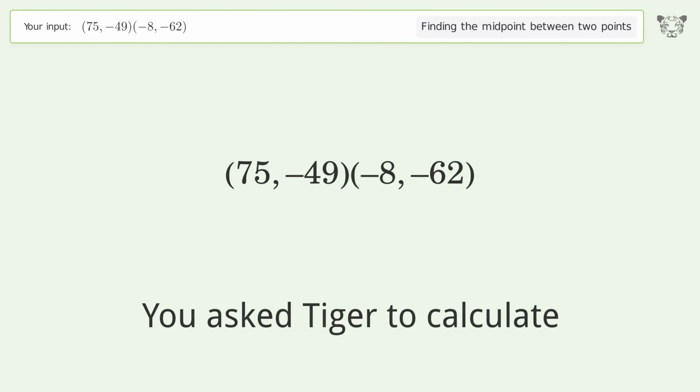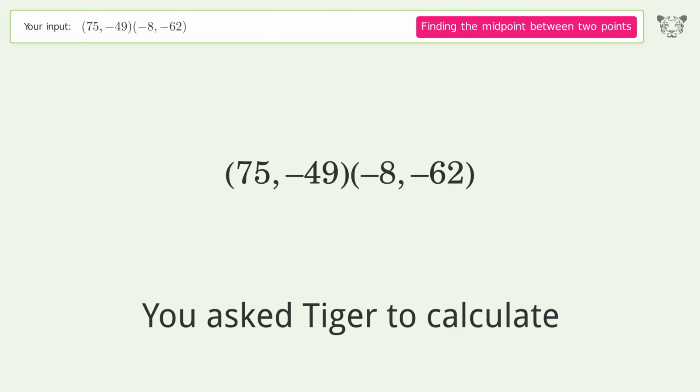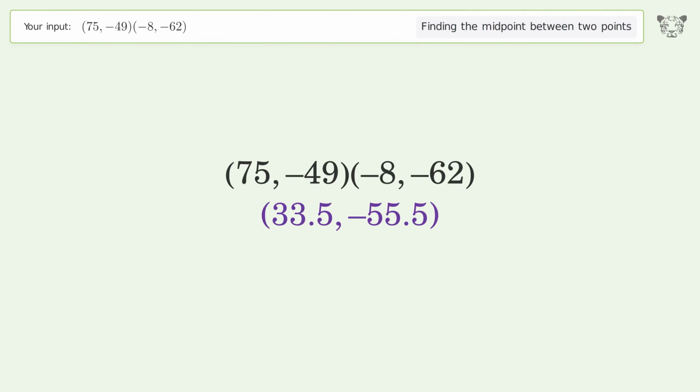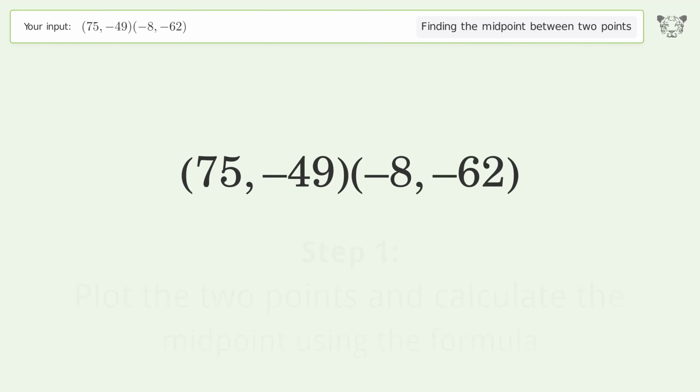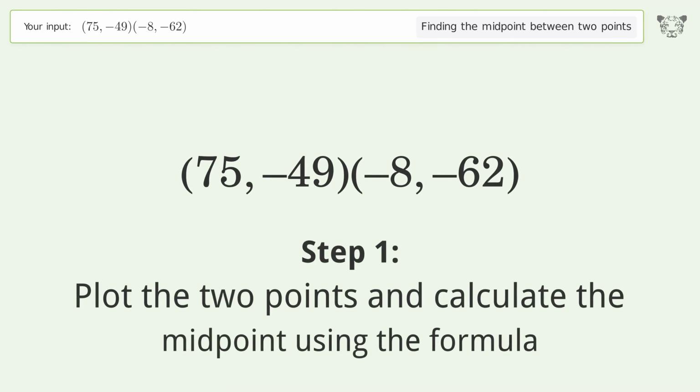You ask Tiger to calculate. This deals with finding the midpoint between 2 points. The midpoint between the 2 points is 33.5, negative 55.5. Let's solve it step by step. Plot the 2 points and calculate the midpoint using the formula.